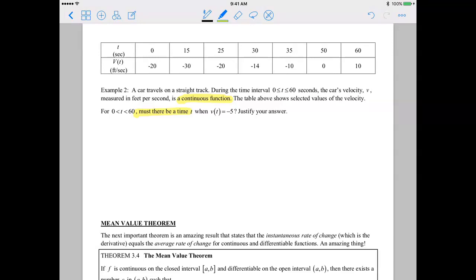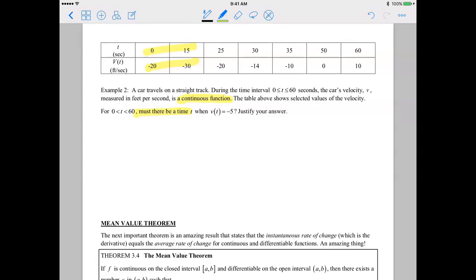So what I do is I scan my table and I see, is negative 5 in between any of the velocity values given on the table? Well, if I search through here, from 0 to 15 on the t-axis, the velocity goes from negative 20 to negative 30. Well, negative 5 is not in between those. So I know that there doesn't necessarily have to be a time when the velocity is equal to negative 5 on that interval. Now, could there be? Yes, because we don't have all of the information on the table, but there doesn't have to be based on the information that is given.